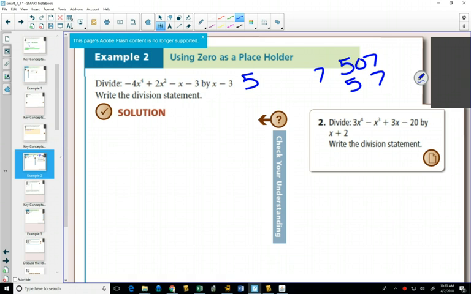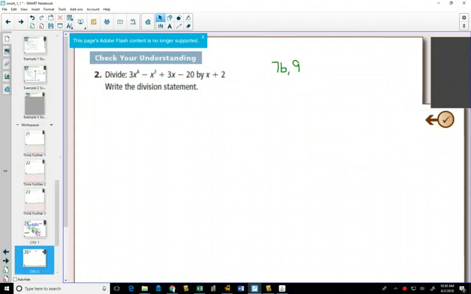What's missing in here? There's no x cubes. Who cares? You don't have to write that. There's also no x to the 1 millions. We didn't write a 0x to the 1 million. Well, when we're dividing, that's going to become important. So let's look at this example.